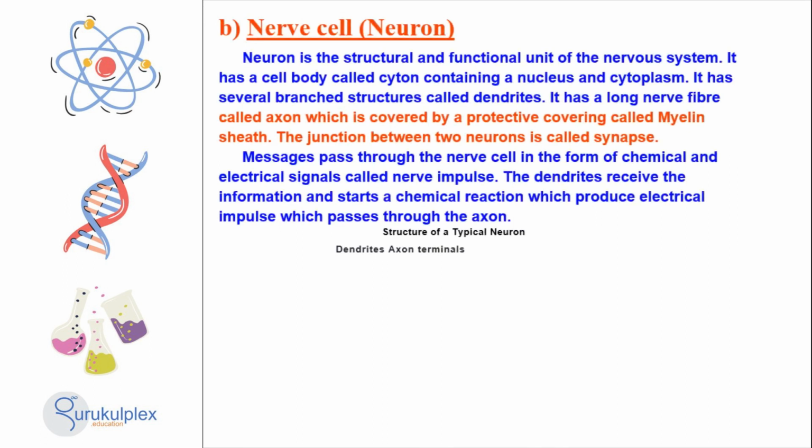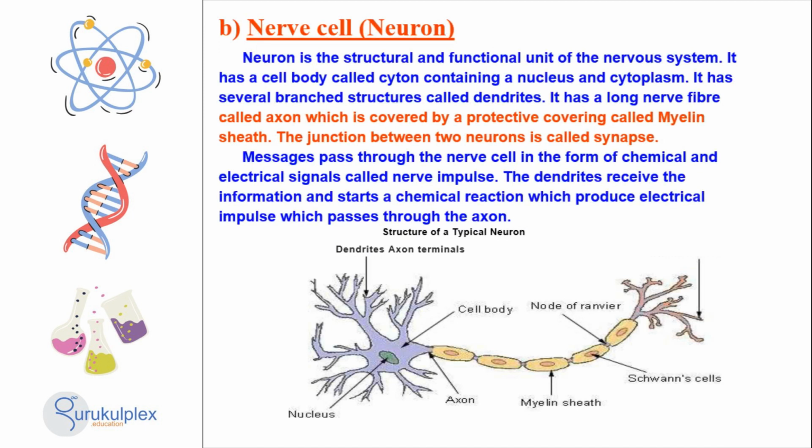Exploring the structure of the neuron, the core unit of the nervous system, reveals that it is composed of a cell body containing the nucleus and cytoplasm, as well as dendrites, which are branch structures. It also possesses a long nerve fiber known as an axon, usually covered by a myelin sheath. Communication between neurons takes place at synapses as electrical and chemical impulses. Comprehending the structure of a neuron is paramount to understanding how signals are conveyed throughout the nervous system.